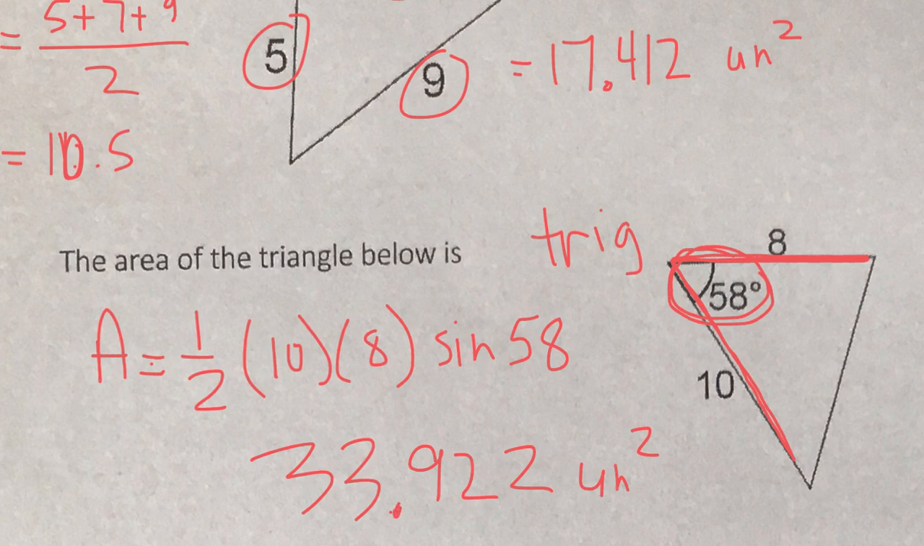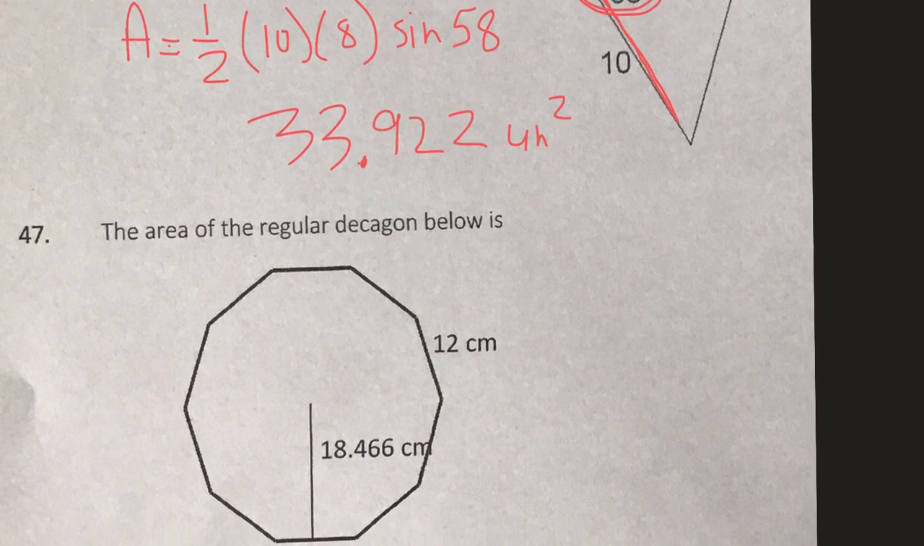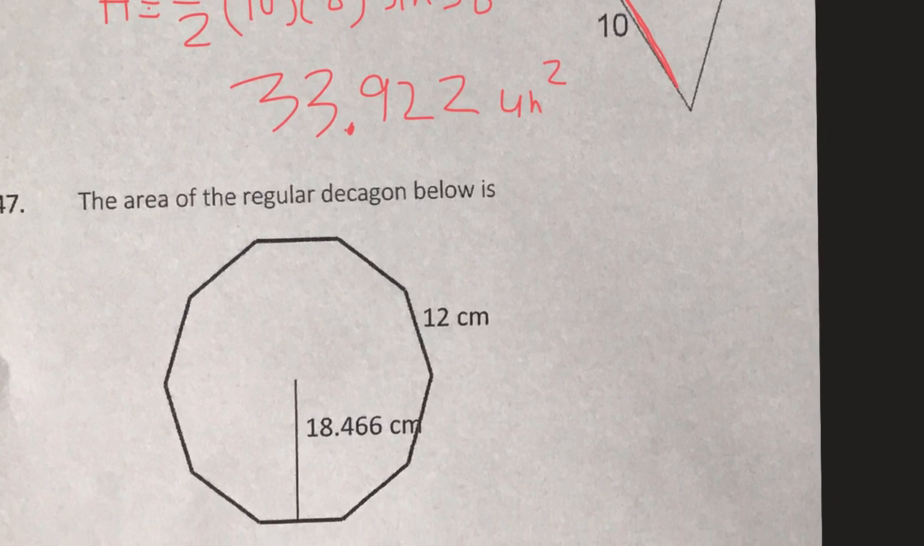Okay, so using the correct formula for the picture, right? That's what we want you to be able to learn. The area of the regular decagon. Decagon has 10 sides. This is the side length. This is the apothem. So we're going to use 1/2 of ANS. Okay, we don't need to calculate anything. We're given all of our information.